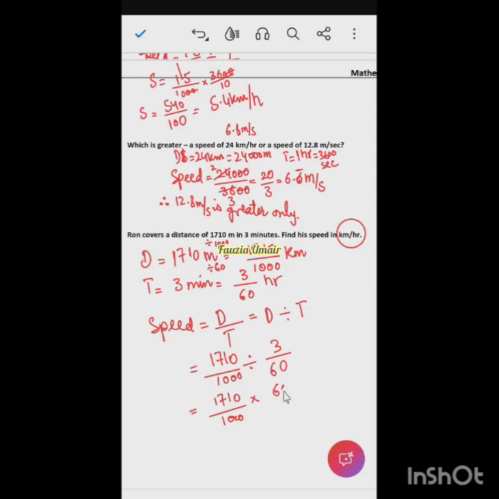So these two zeros of 1000 can be cancelled with these two. This 3 will be cancelled with 6. So now just simple calculation. 171 double is 342. So 342 by 10, or you can say 34.2 kilometer per hour.